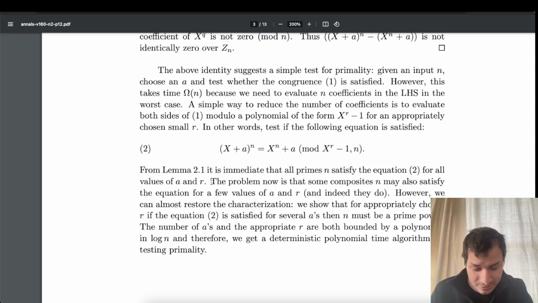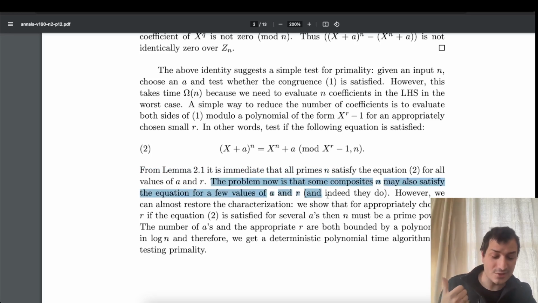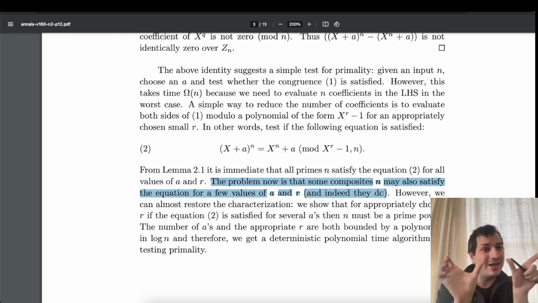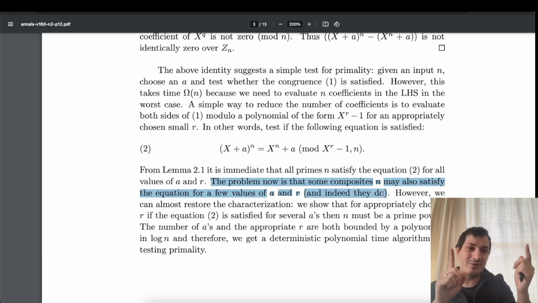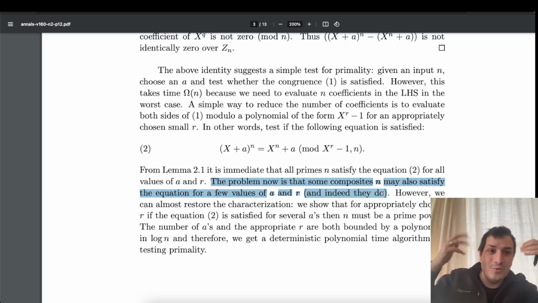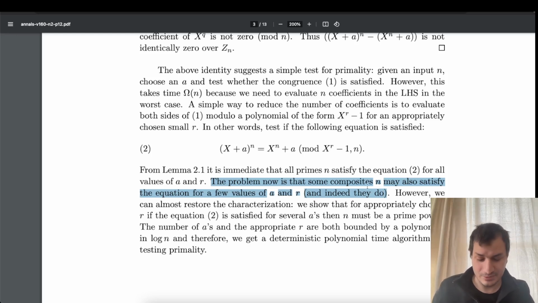The problem now is that some composites n may also satisfy the equation for a few values of a and r, and indeed they do. So there are some numbers where when you do the stacking thing, even though it was non-zero to begin with, you get kind of unlucky in the way you stack it, and things cancel out. So you have like a 1 over here and a minus 1 over here, and when you stack them together and add them up, then you get a 0 all of a sudden. So you fooled yourself into thinking it's all zeros. So that is the downside of what they're doing, stacking things together.